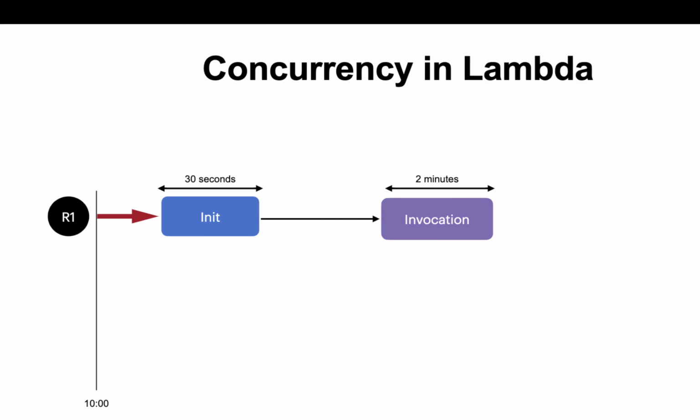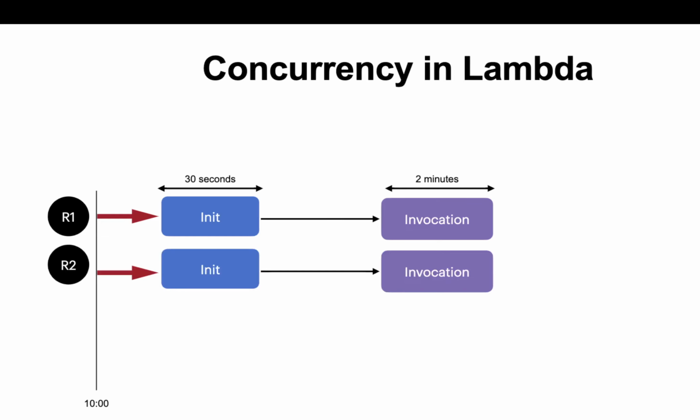Now let us understand what happens when we send a request to a Lambda function. Let us assume that the init phase takes 30 seconds and the invocation phase takes 2 minutes. The init phase is generally called the cold start time. So that is the time required to initialize stuff, and let's say it takes 30 seconds. Now if we send a request at 10 o'clock, then a new function instance will be created. The init phase will be called, followed by the invocation phase.